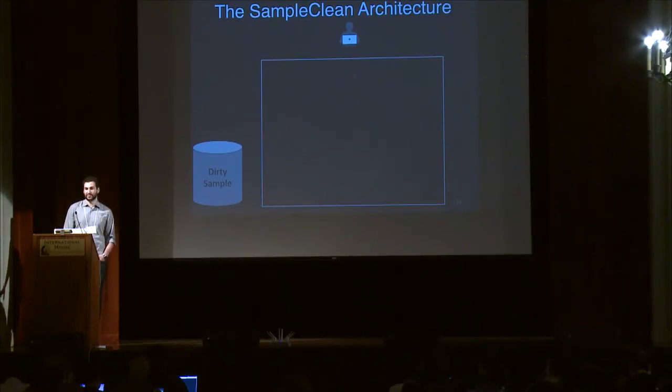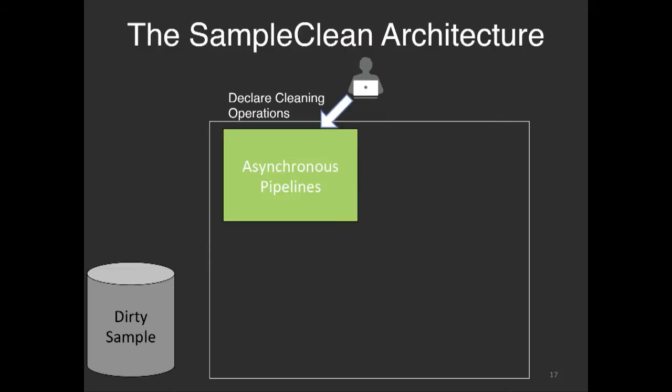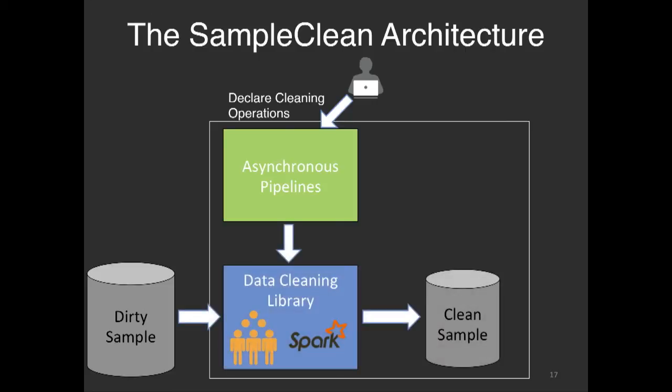When you enter the system, you're a user, and you have some dirty data. Or for our purposes, we're going to assume you've already sampled that data. And the first thing you do in our system is you declare cleaning operations. You say, these are the things that are wrong with my data, and here's how I want to fix them, in a declarative programming model. And the system has this abstraction of data cleaning pipelines that let you specify these things and then run them on your data. Those pipelines call out to a data cleaning library that we've built.